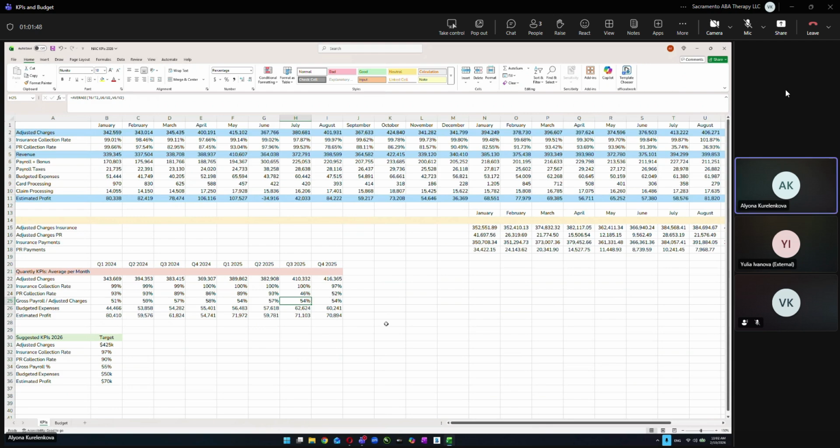Make sense? Yeah, I mean, if you want, you could put it into the target as a bracket, like 55 to 57, or do something like this. If you want, I mean, yeah, like min max, you know.